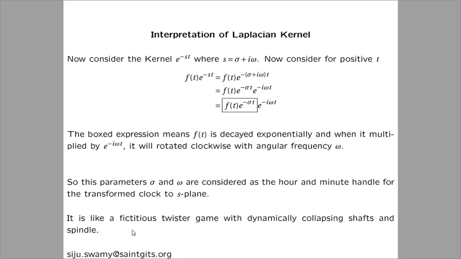Suppose in this twister game the shaft is dynamically collapsing. Initially, suppose it has a 10-meter length. After some time, this length automatically reduces, and the shaft will come down, and also the spindle rotates. The same effect will be experienced when we apply this Laplace kernel to a function.